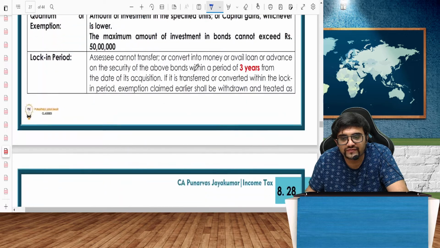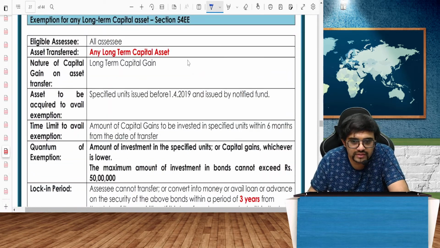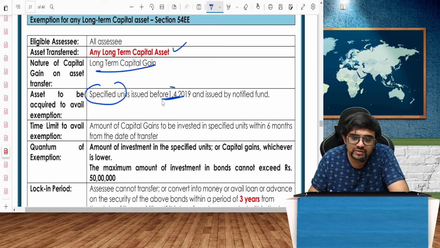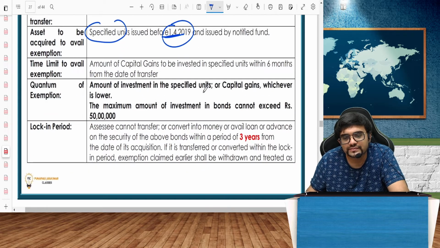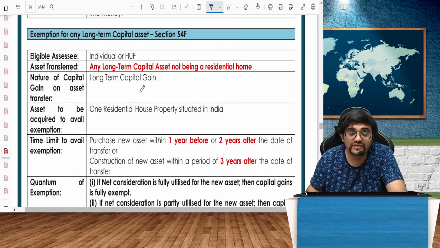54E, 54EE. Here only we can see. Long-term capital asset. Nature long-term. What should I buy? Specified units issued before 1/4/2019. This has become irrelevant now. There also 50 lakhs you will get. Leave it. Generally they will not ask. 54F again important.